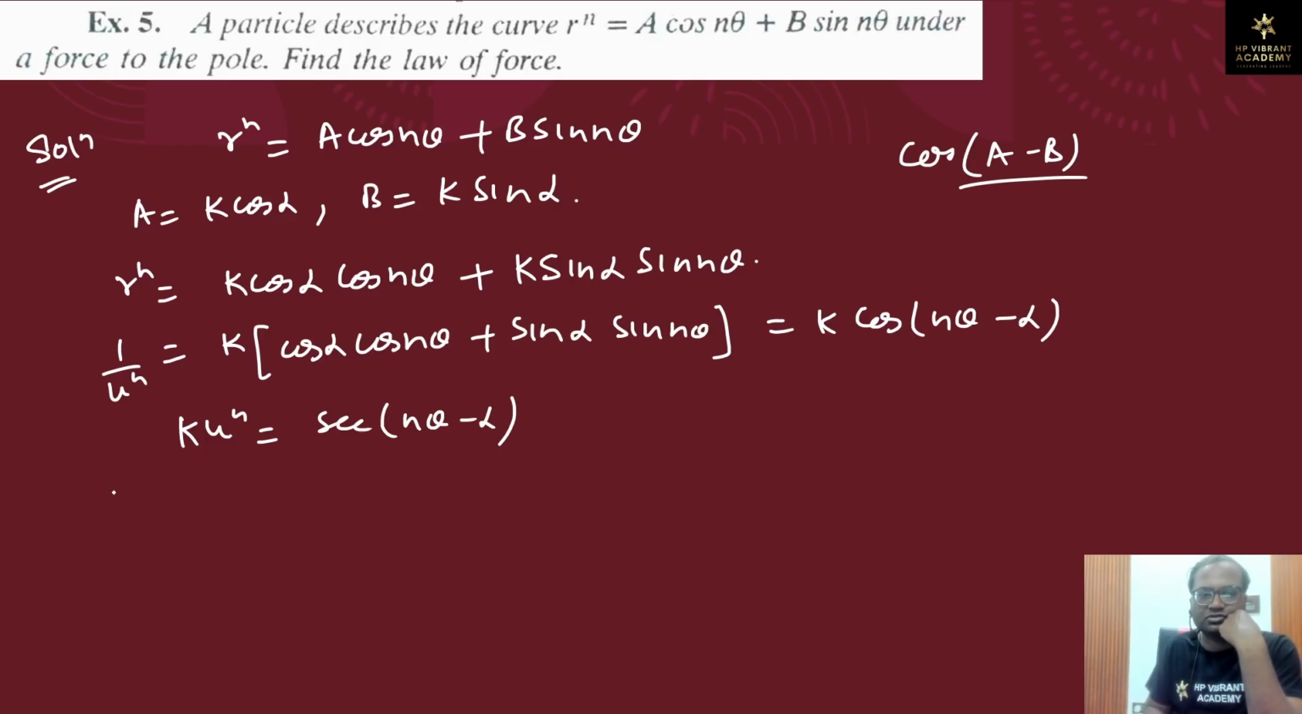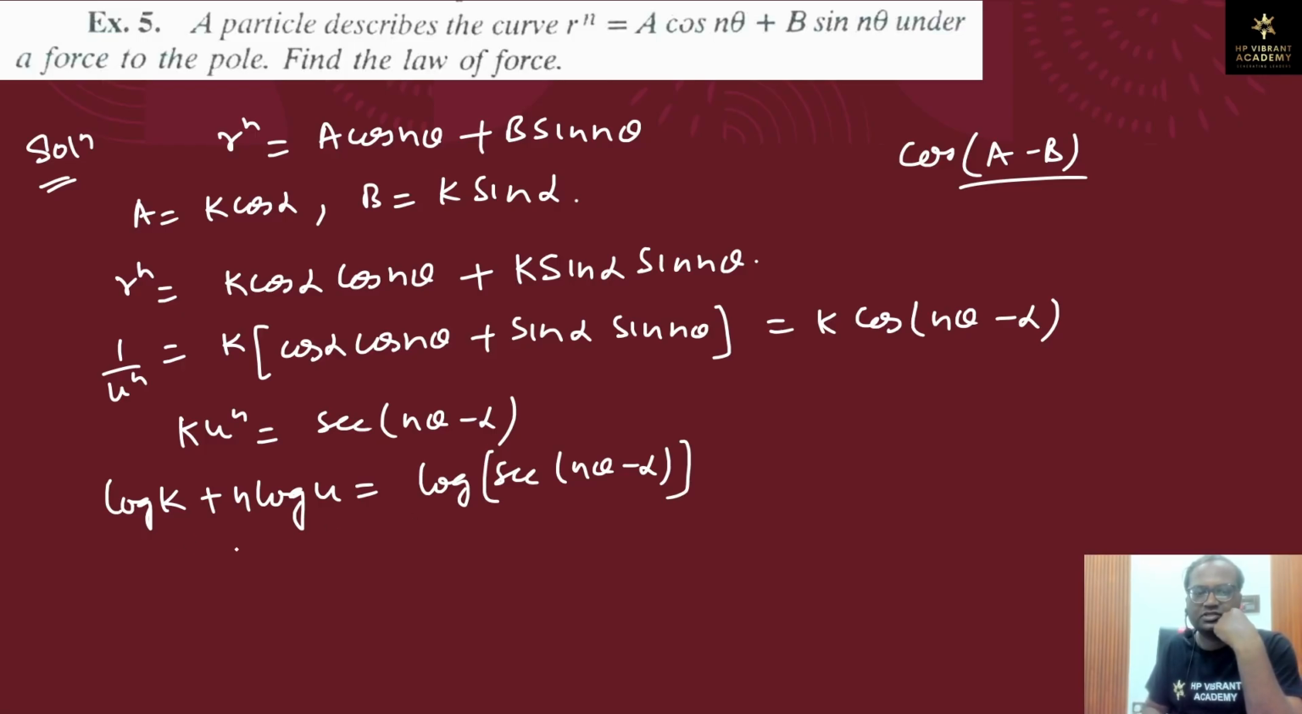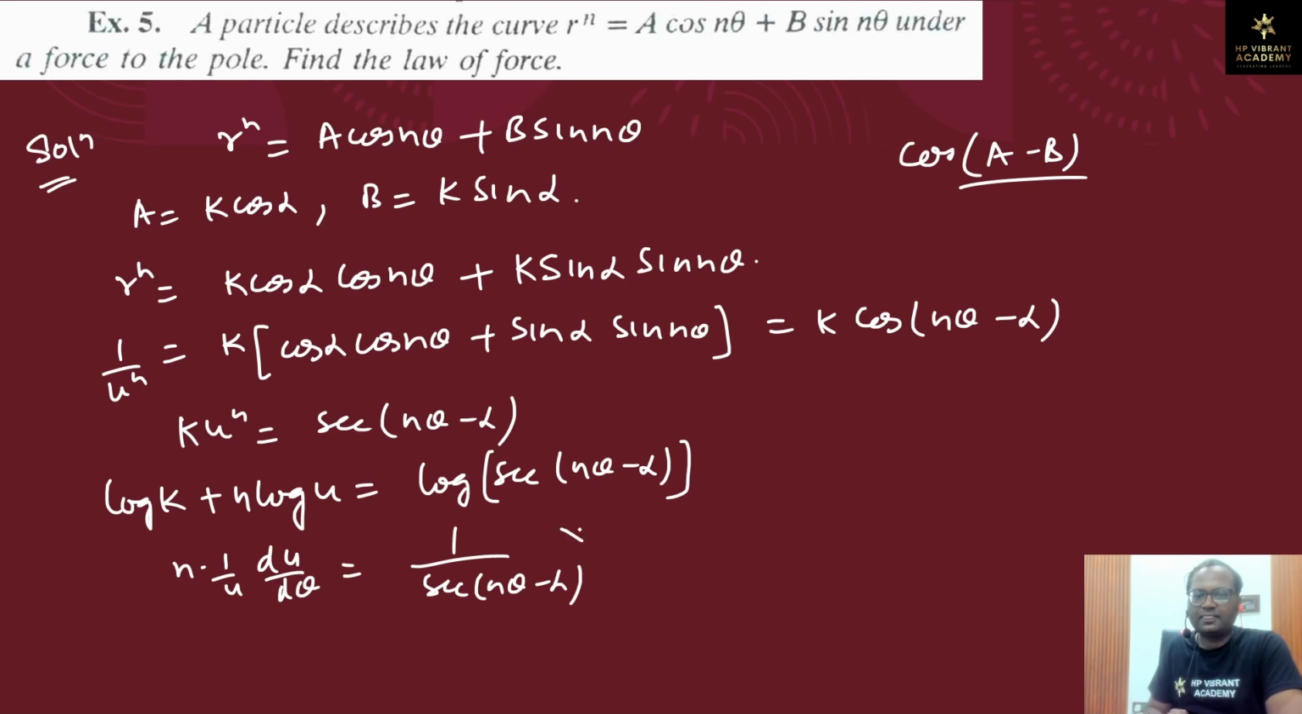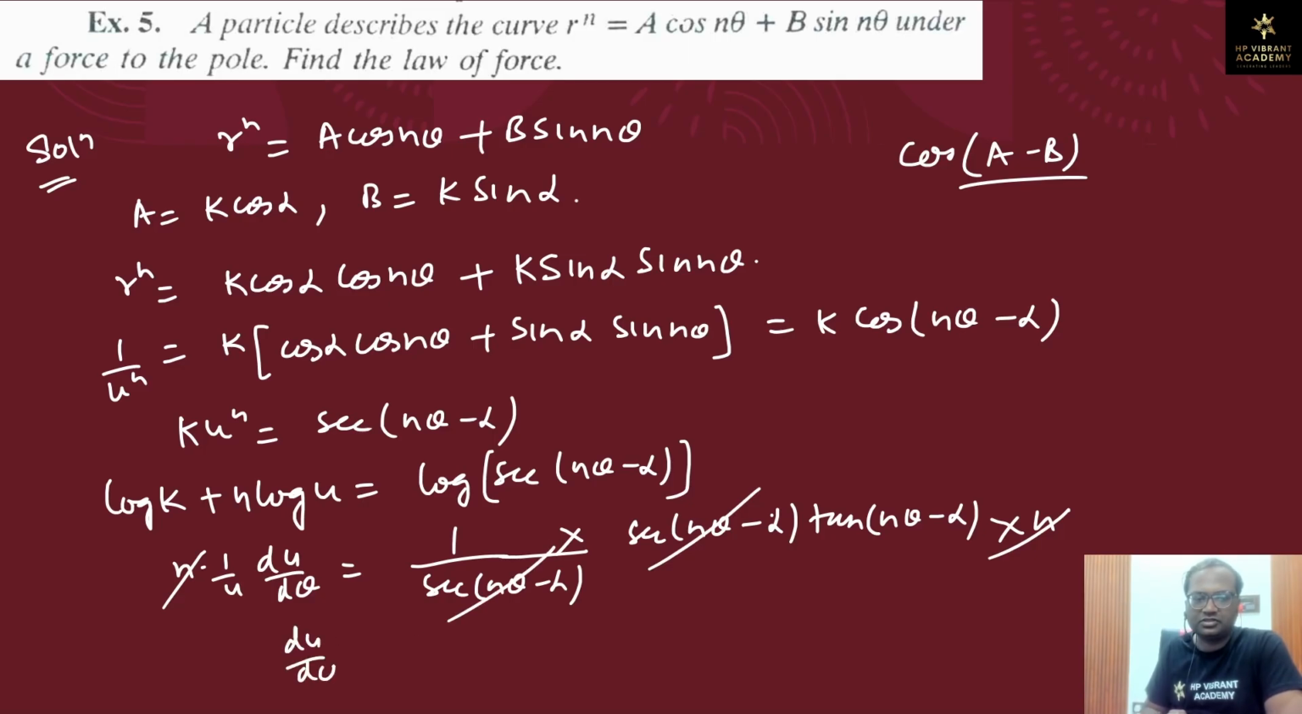So let us take log both sides. So we have log k plus n log u equal to log of sec (n theta minus alpha). Okay, so let us differentiate this with respect to theta. So n into 1 upon u du upon d theta is equal to 1 upon sec (n theta minus alpha) into the differentiation of sec (n theta minus alpha), which is sec (n theta minus alpha) into tan (n theta minus alpha) into n. So this gets cancelled and this gets cancelled. So we have du upon d theta equal to u tan (n theta minus alpha).